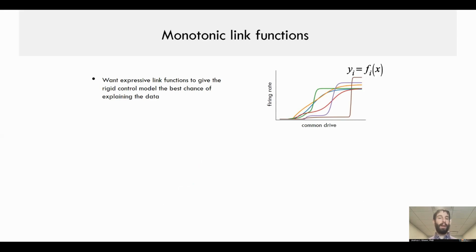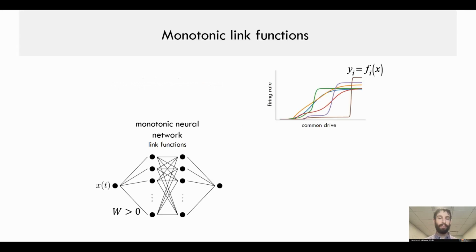A few more details about this model. So as I mentioned, we have these monotonic link functions, and we really want to have expressive link functions to give this kind of rigid control model the best chances possible of explaining the data. We don't want this model to fail because our functions were not flexible enough. We really want to give the model the best chance to explain the data, and only if it can't, then we can kind of say that we have evidence against this rigid control hypothesis.